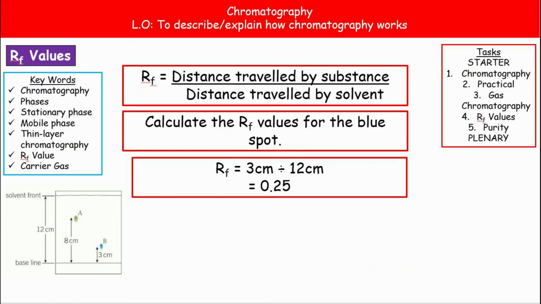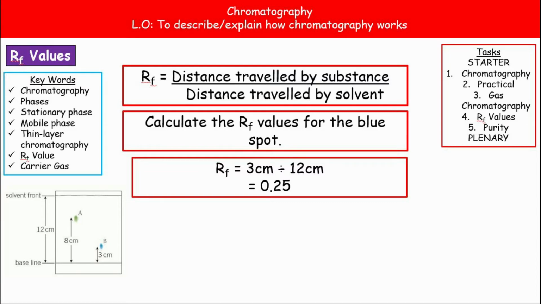One of the things they could ask us to do when looking at chromatography is to calculate a value called the RF value. Now, in order to work out the RF value, it's a very simple division. We do the distance travelled by the substance divided by the distance travelled by the solvent. So to give you an example, we've got a little diagram in the bottom left there with spots A and B. So A is the green spot, B is the blue spot.